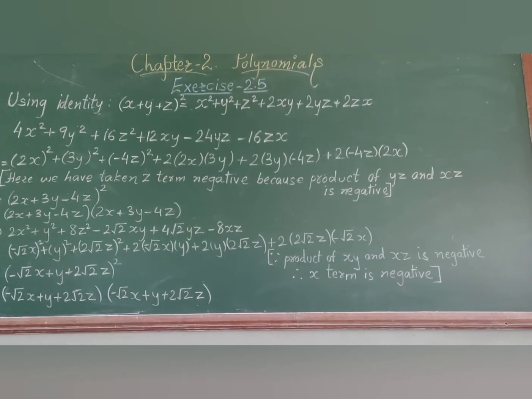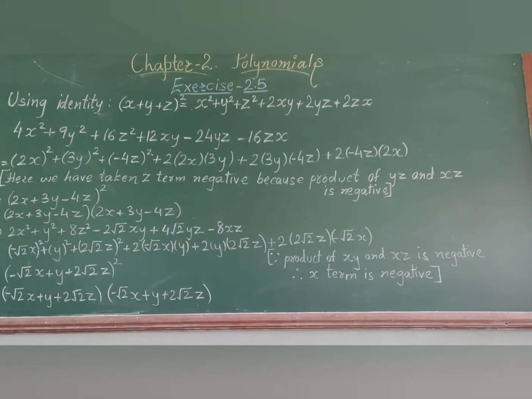So here you can see that for the two questions of question number 5, we are again using identity number 5, that is (x + y + z) whole square equals x square plus y square plus z square plus 2xy plus 2yz plus 2zx. But here the right hand side, that is the expanded form, is given, and we have to factorize it.